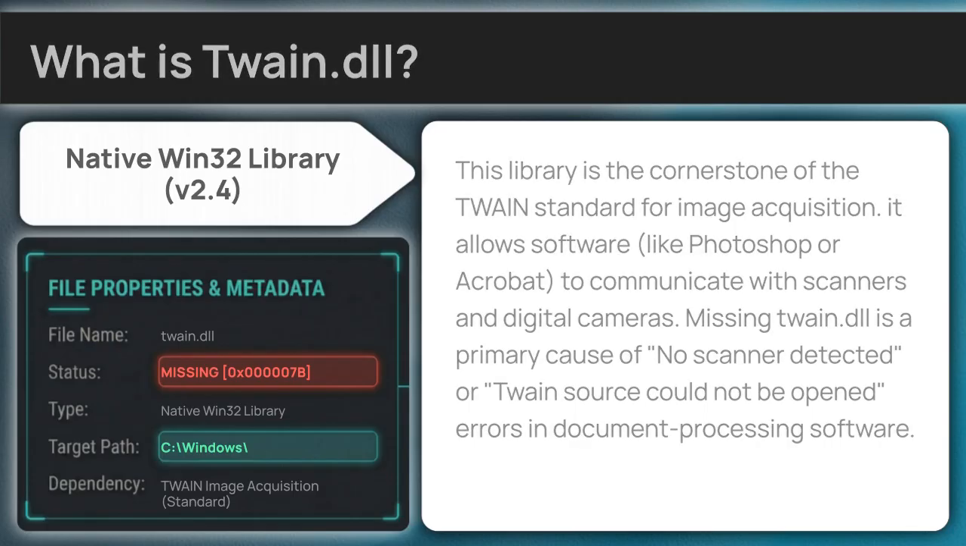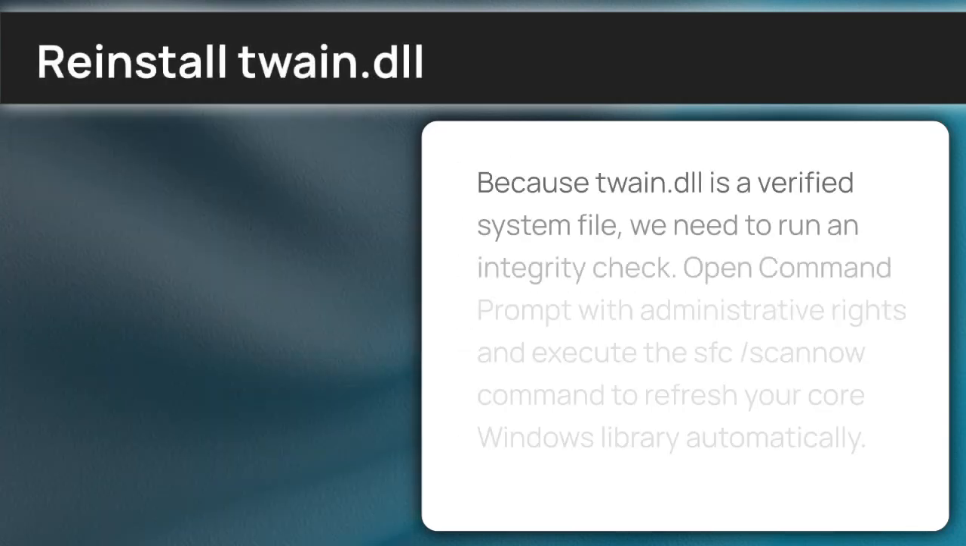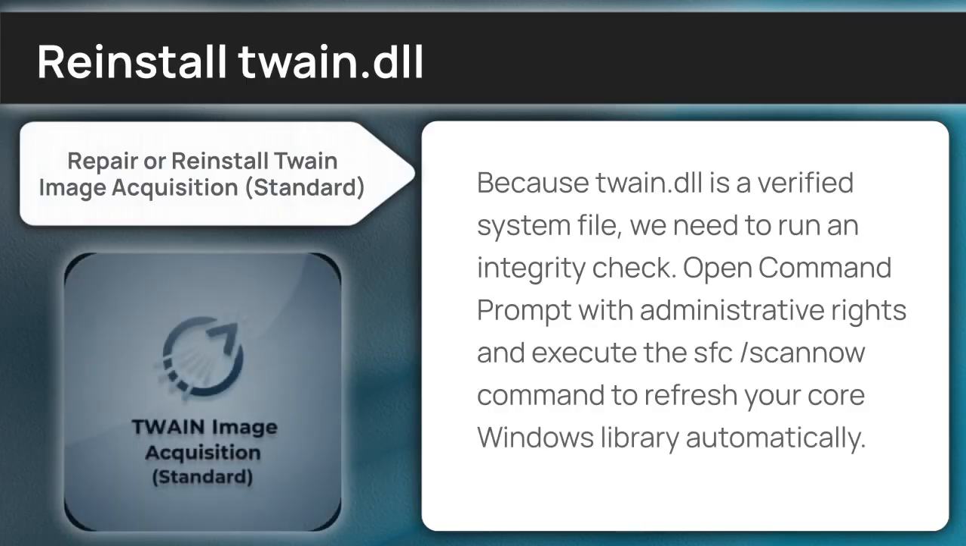Now let's look at replacing it. Because TWAIN Library DLL is a verified system file, we need to run an integrity check. Open command prompt with administrative rights and execute the sfc /scannow command to refresh your core Windows library automatically.